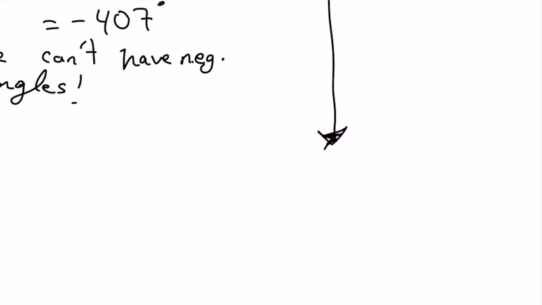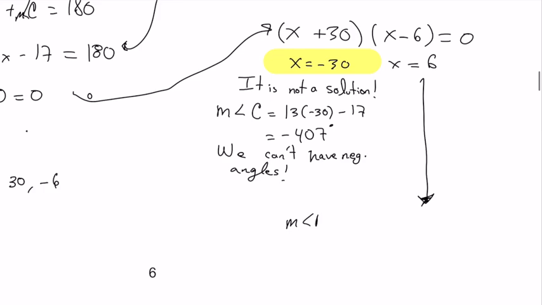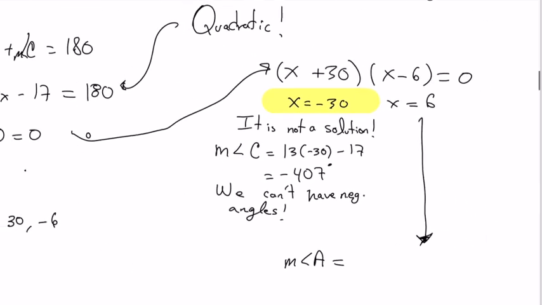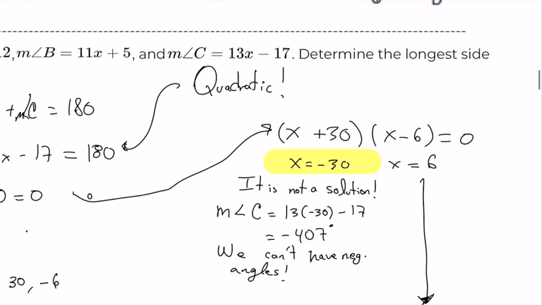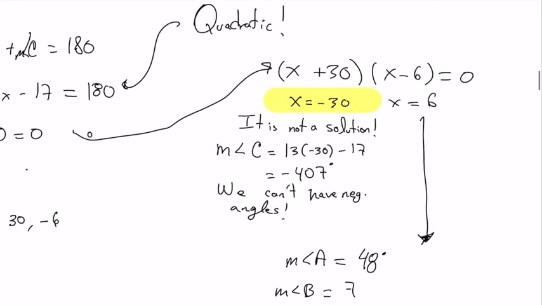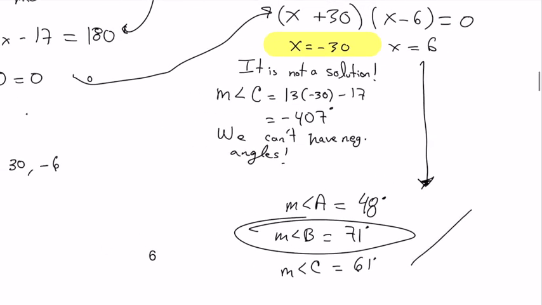Okay, now that we have 6, we can calculate the measurements of the angles. So angle A, that is x squared plus 12, that would be 6 squared, 36, plus 12, that would be 48. Angle B would be 11 times 6, 66, plus 5, 71. And angle C, oh my gosh, angle C is a weird thing, 13 times 6 minus 17, that is 61. Excellent. So my biggest angle is B.